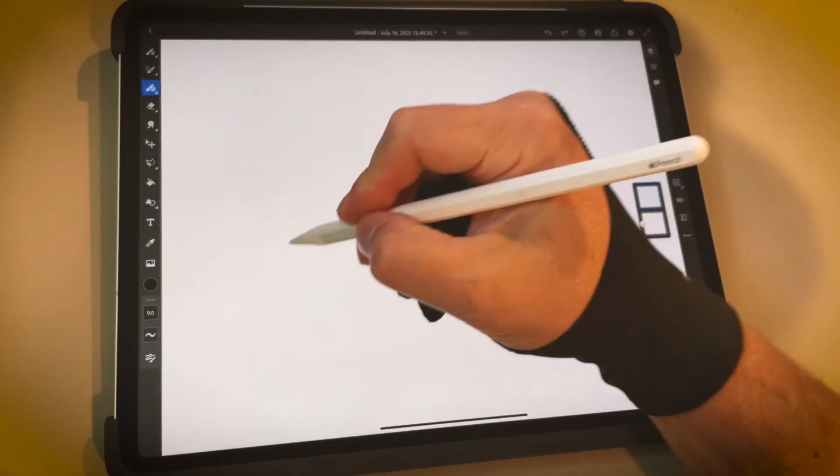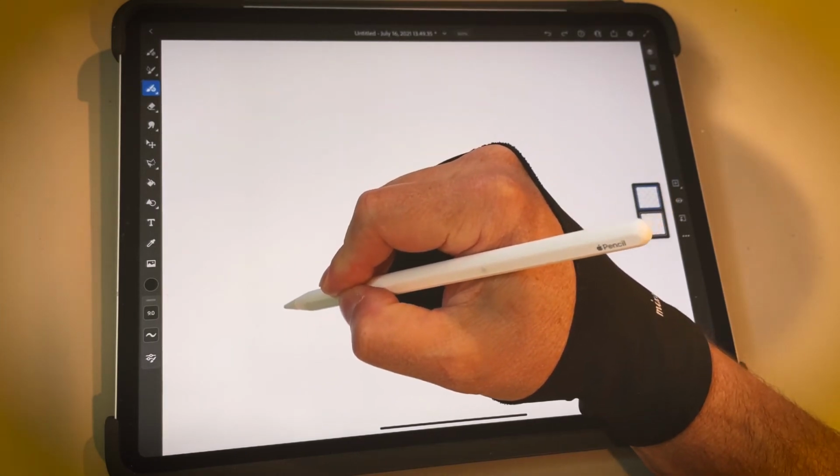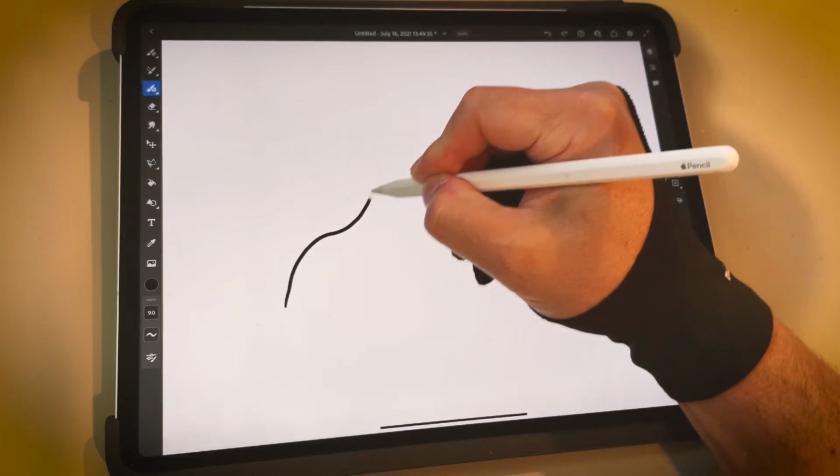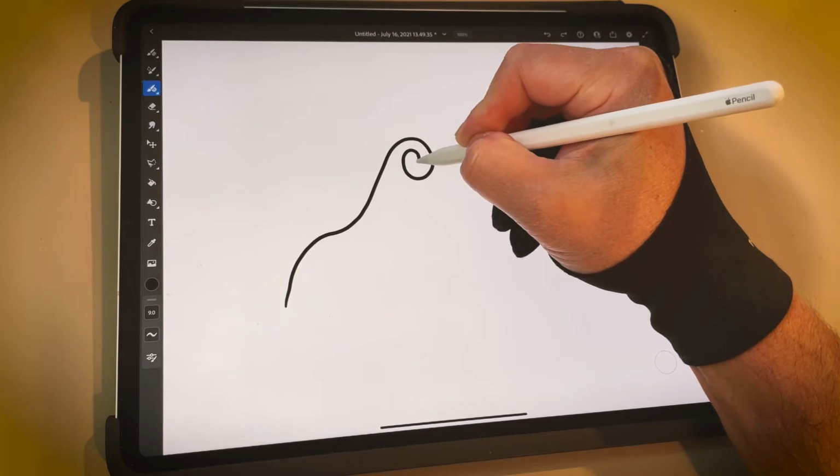All these types of lines are used by the artist individually or in combination to create any shape they want.